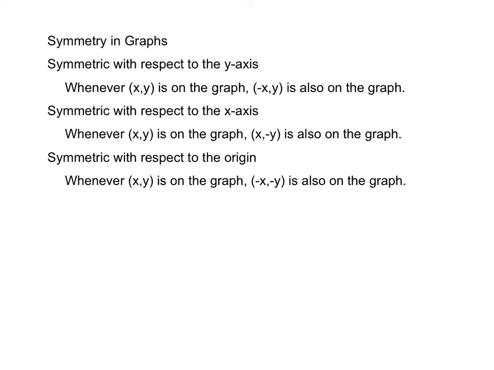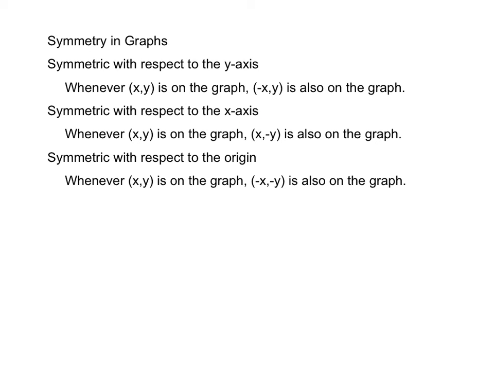Okay, and then you can read through these. If I have a graph that is symmetric over the y-axis, that means you can fold the graph on the y-axis, right? If (x, y) is on the graph, then the opposite of x, comma y is also on the graph. So the y-coordinate is the same. The x-coordinate is positive and negative.